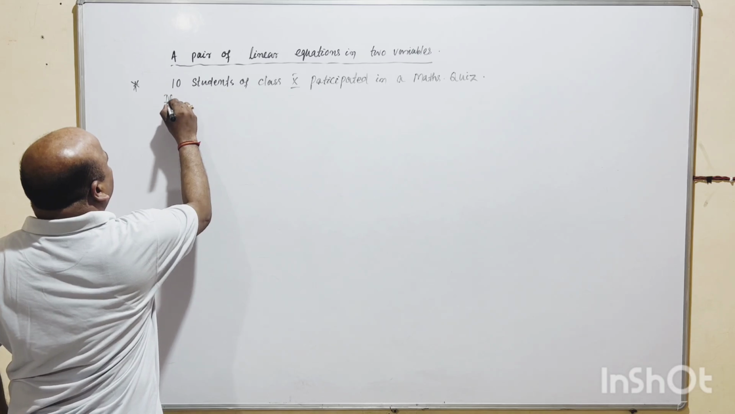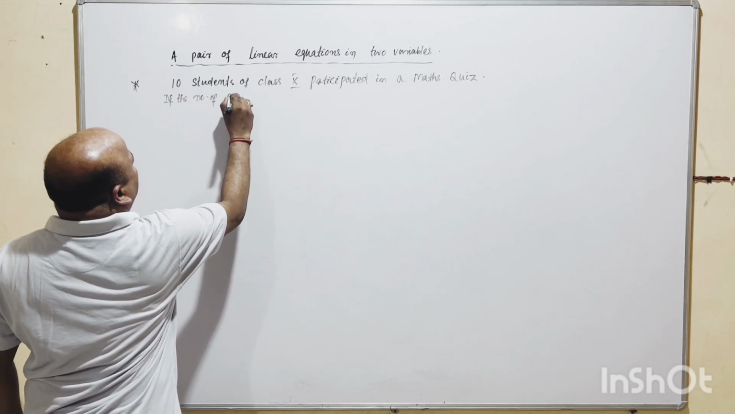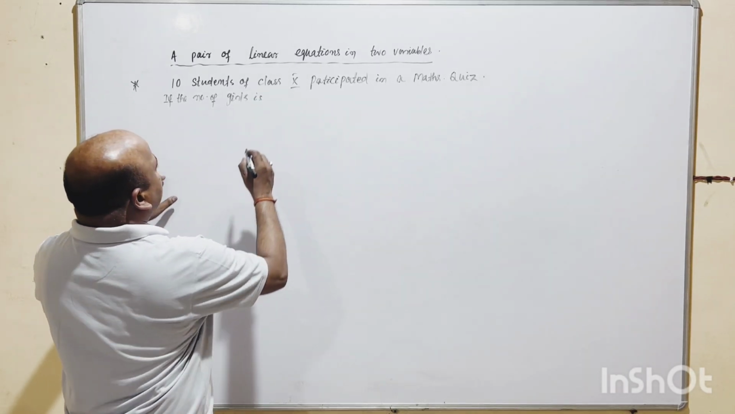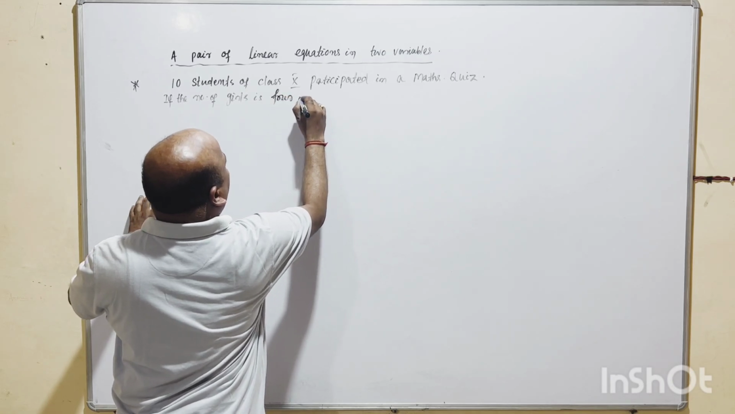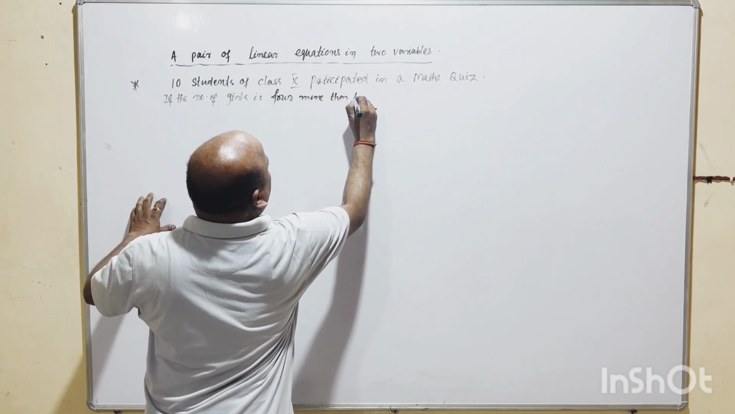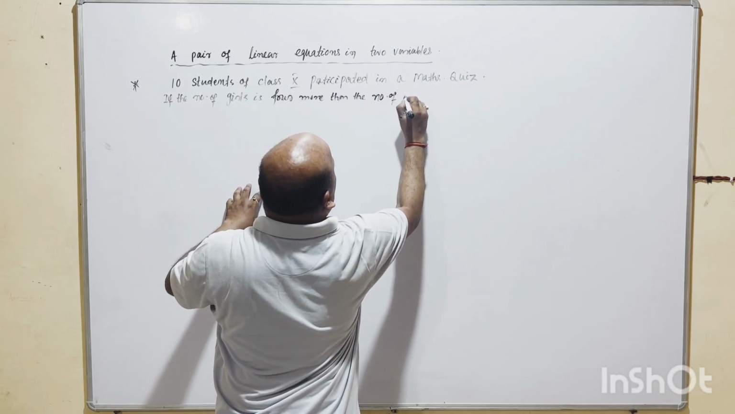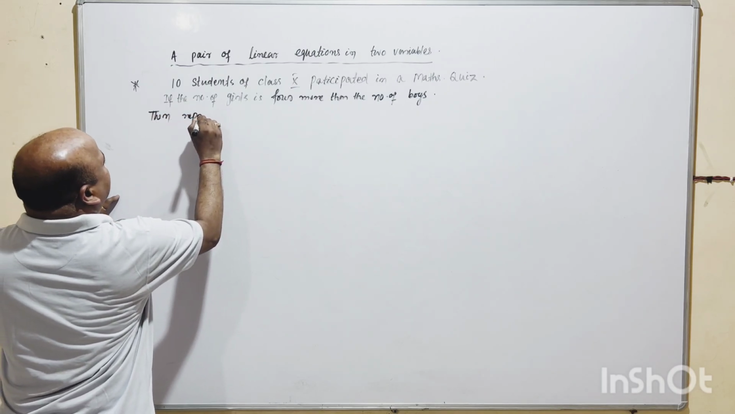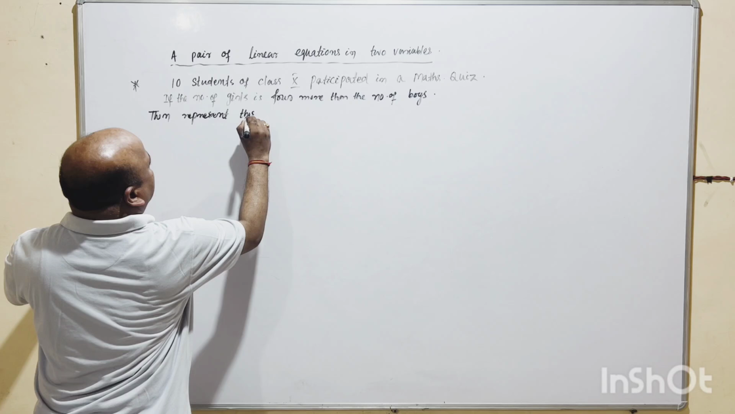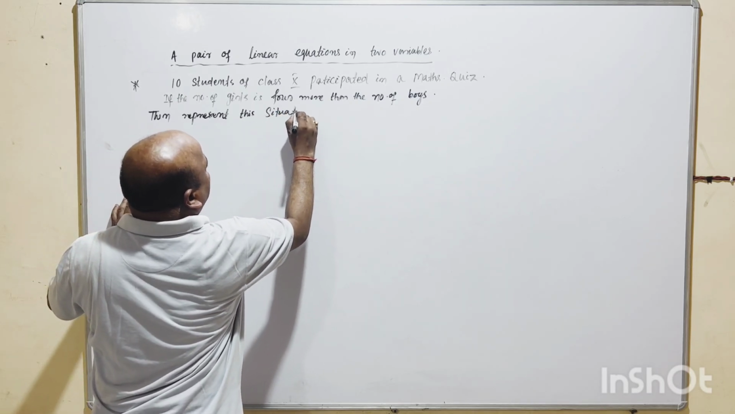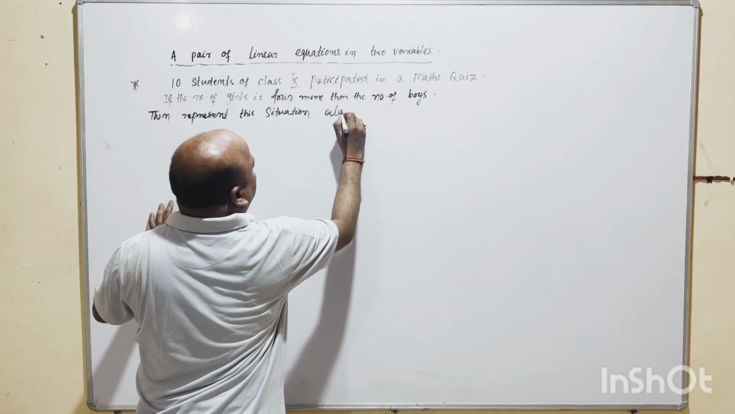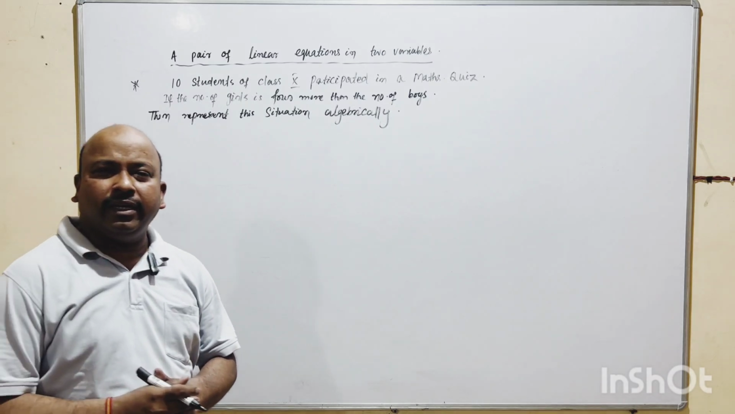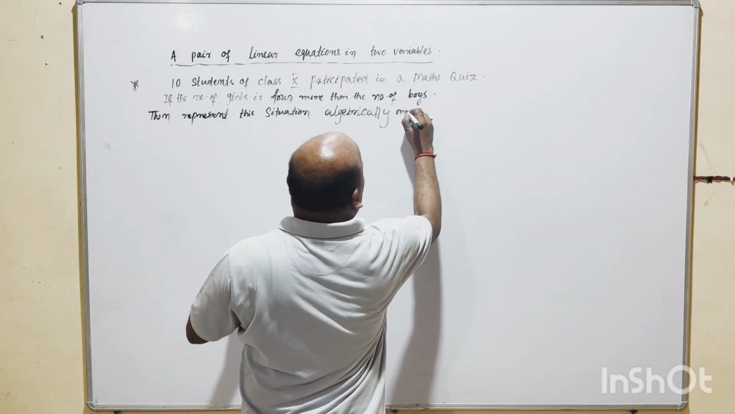If the number of girls is 4 more than the number of boys, then represent this situation algebraically, and also graphically.